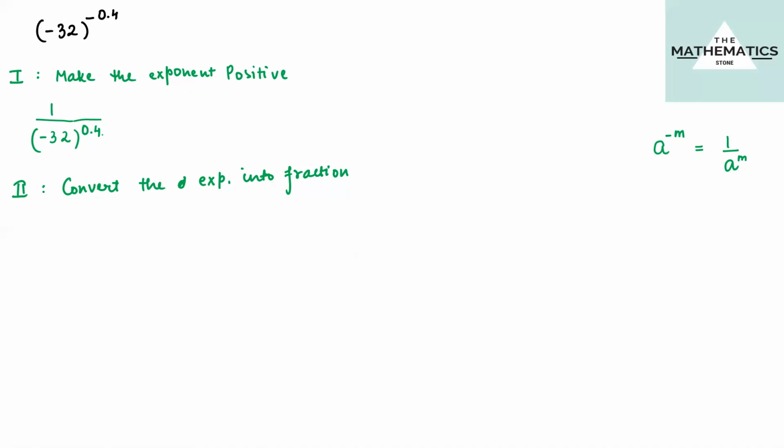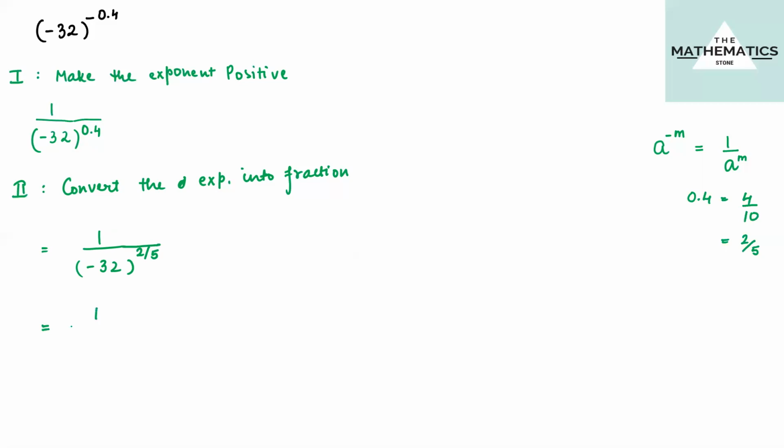Now 0.4 can be written as 4 over 10. And if you simplify it, you get 2 over 5. So this is nothing but 1 over negative 32, and instead of 0.4, I'm going to write 2 over 5.